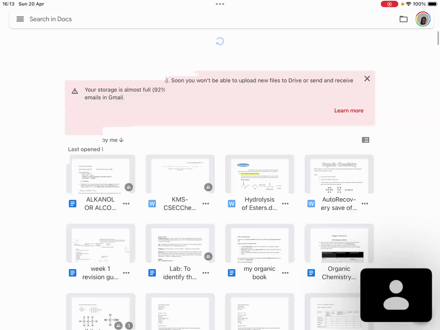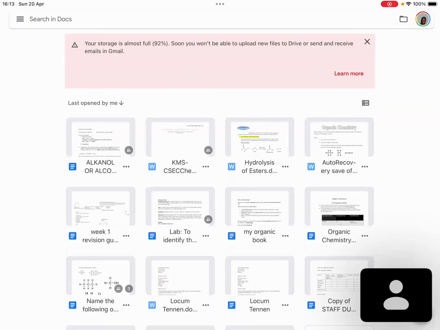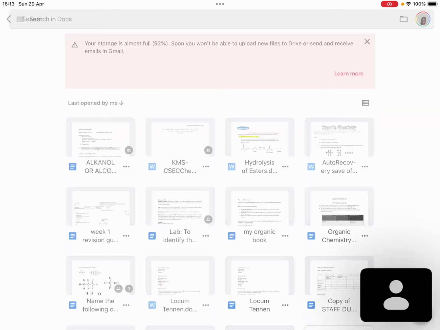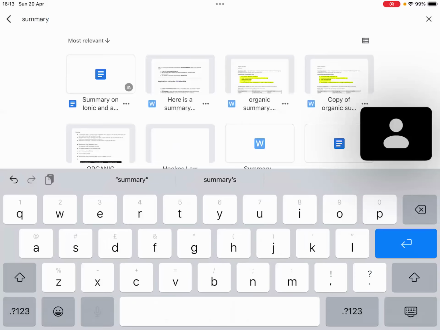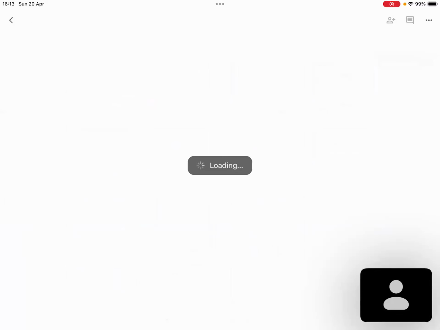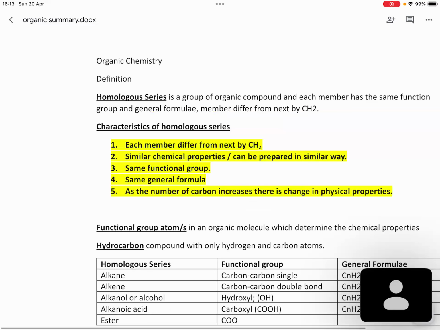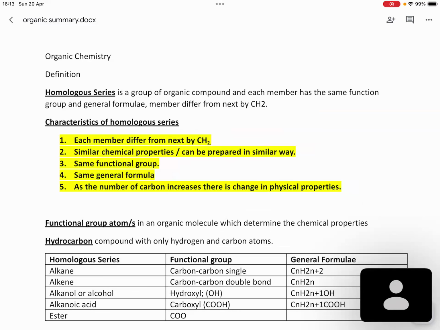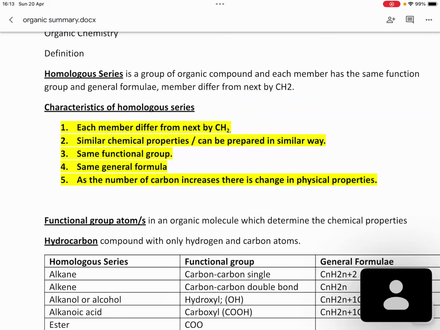And we begin by looking at a summary of the introduction. So when I look at the summary of the introduction, we're going to define some terms. A homologous series is a group of organic compounds where each member has the same functional group and the same general formula, right? Characteristics of a homologous series, again, you are to recall any 4 characteristics.